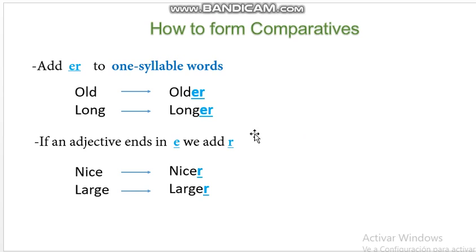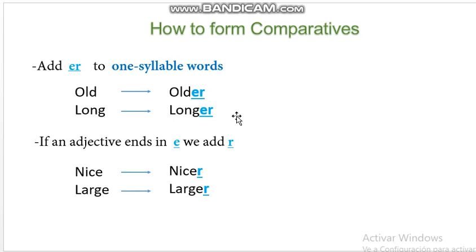So we are going to see how to form comparatives. We usually add er to one syllable words. One syllable word means that the adjective is short, like old or long. So when it is short, we just add er. And when we add er, it becomes a comparative. Old, the adjective, older, the comparative.